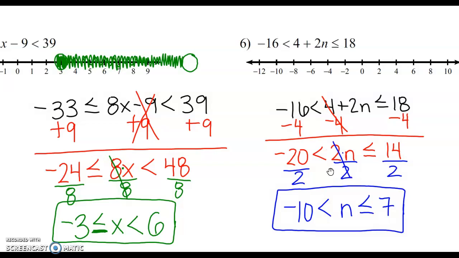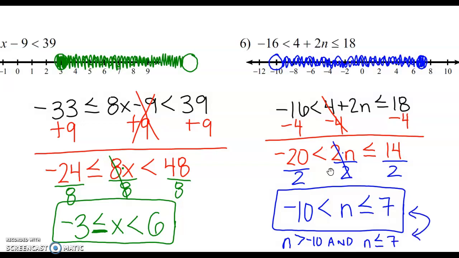So my smallest number I want is -10. I want to be greater than -10. I didn't fill it in because it wasn't equal to. And at the same time, less than or equal to 7. So I have a dot at 7 that I would fill in and then head back the other direction. So I want to be here. I could also write it this way: n is greater than -10 and n is less than or equal to 7. Those are the two ways that you could write the same answer. And that is how you solve a compound inequality that is an "and."